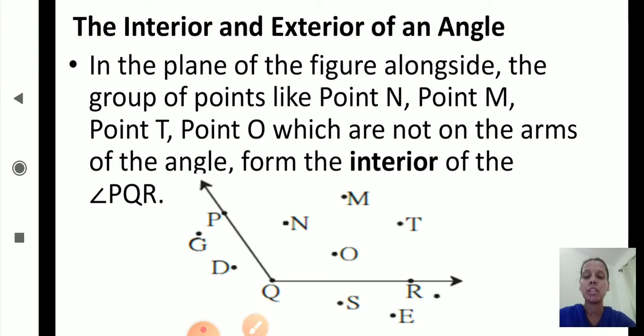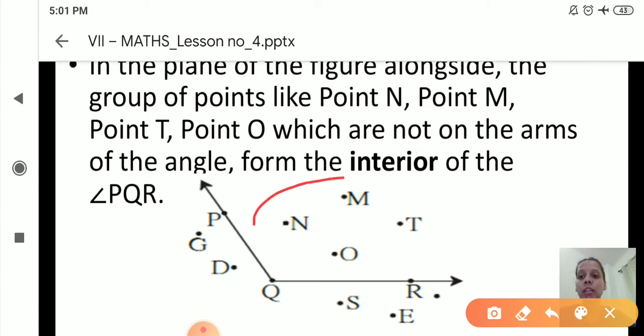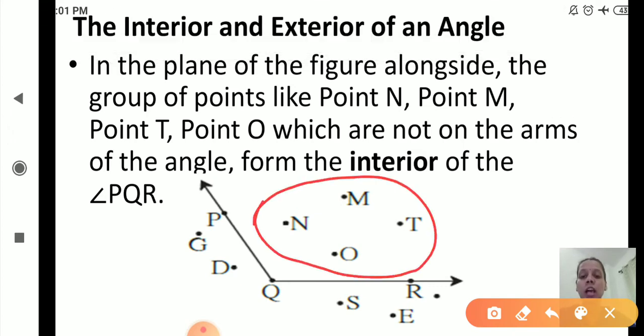Now the next is interior points and exterior points. Interior points means the points which are inside the arms of an angle. As you can see here, these points are inside the arms of an angle. They are not on the arms of an angle, but they are inside the arms, so they are called interior points. In the plane of the figure alongside, the group of points like point N, point M, point T and point O, which are not on the arms of the angle, form the interior of the angle PQR. They are not on the arms of the angle, but they are inside the arms, so they are called interior points.